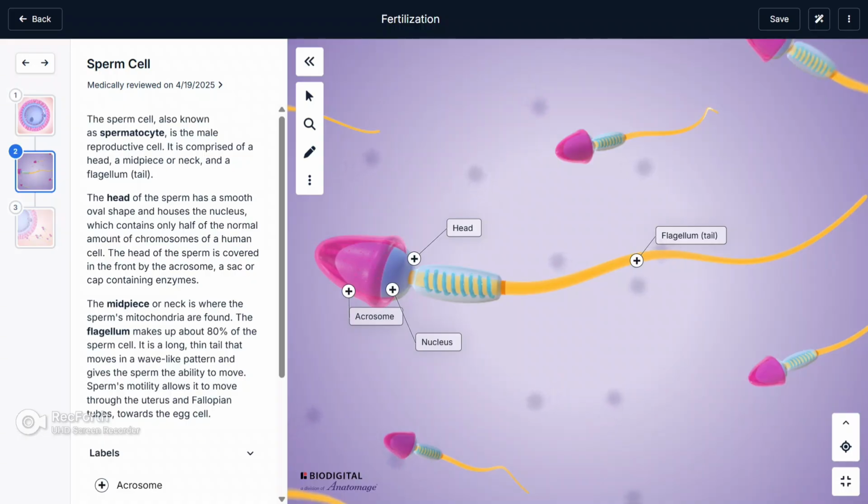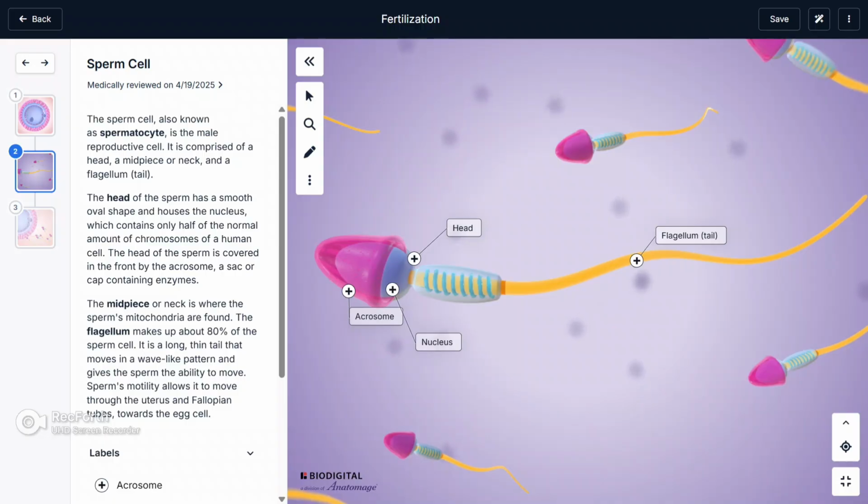The head of the sperm has a smooth oval shape and houses the nucleus, which contains only half of the normal amount of chromosomes of a human cell. The head of the sperm is covered in the front by the acrosome, a sac or cap containing enzymes. The midpiece or neck is where the sperm's mitochondria are found.